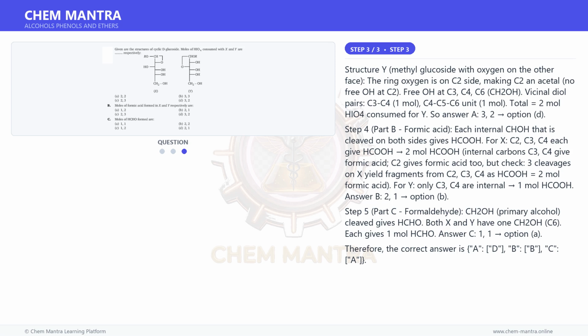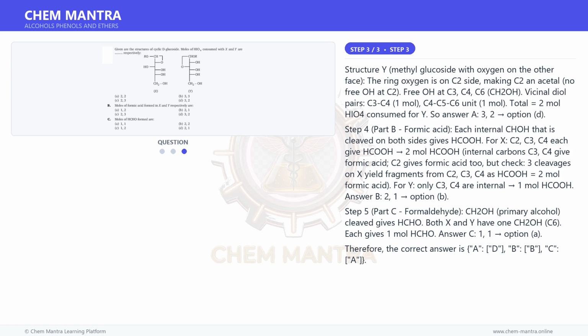And for the final step, structure Y, methyl glucoside with oxygen on the other face. The ring oxygen is on the C2 side, making C2 an acetal, no free OH at C2. Free OH at C3, C4, C6, CH2OH. Vicinal diol pairs: C3, C4, 1 mole; C4, C5, C6 unit, 1 mole. Total is equal to 2 moles HIO4 consumed for Y.